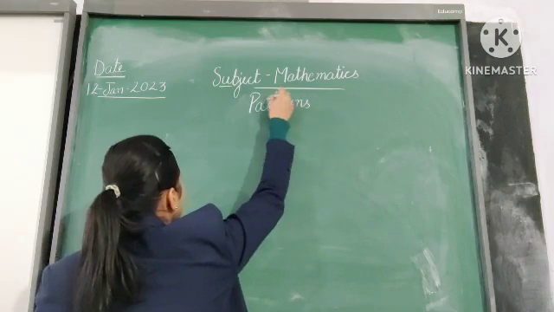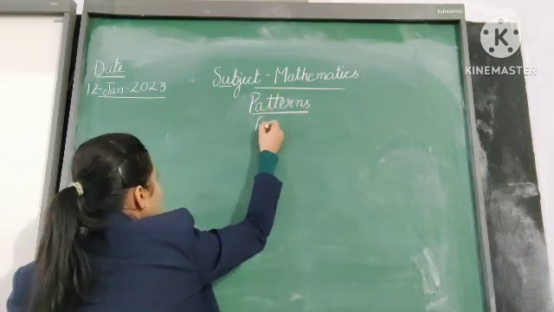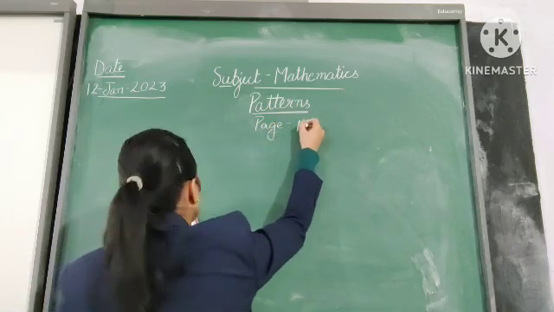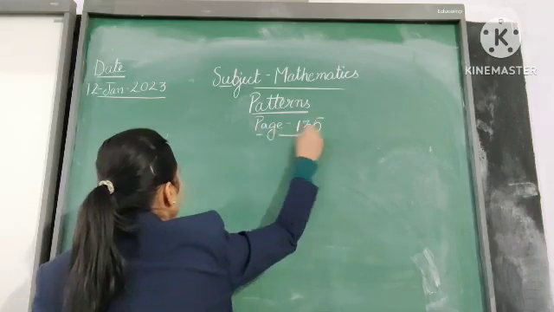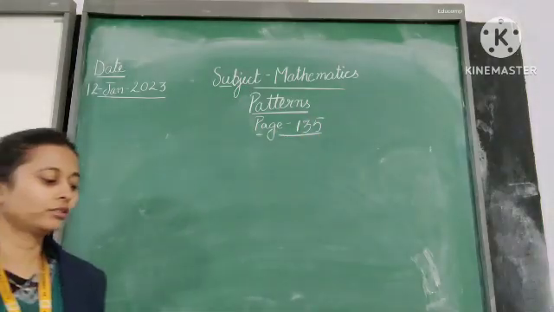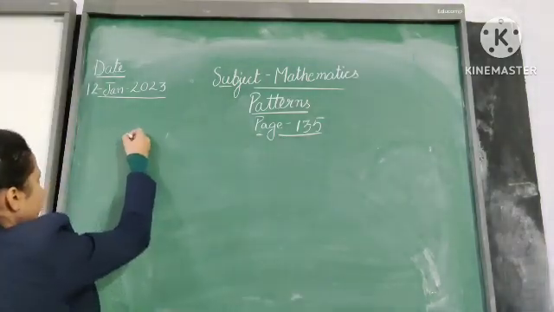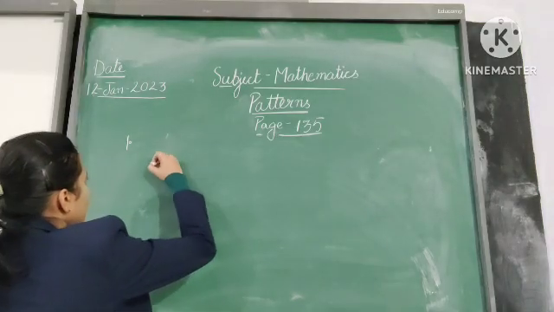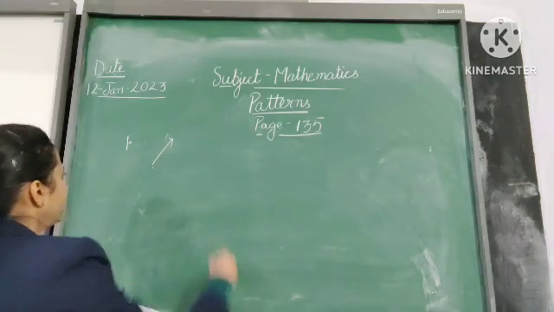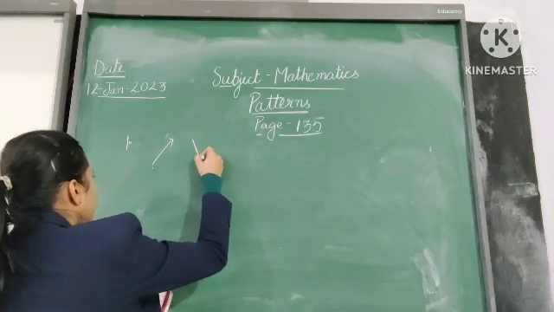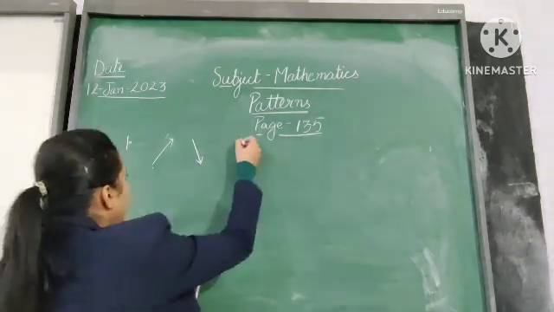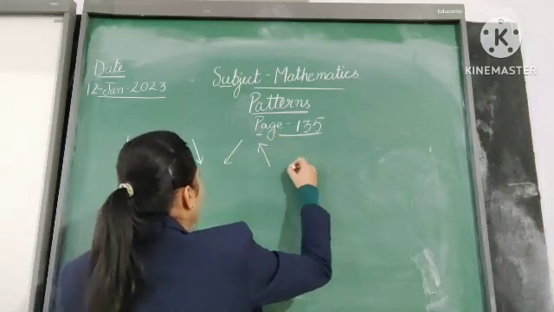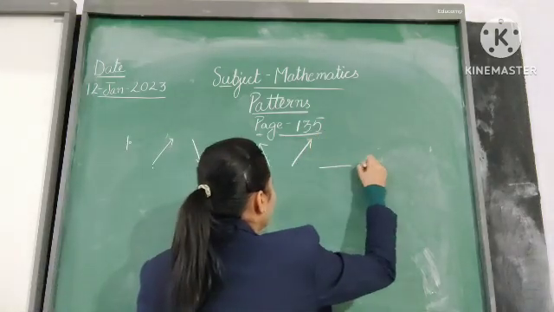We are learning about patterns today, given on page number 135. Here, in the first question, we have this pattern. This first arrow has been made like this. The second arrow is facing this side. Then there is a third arrow, fourth arrow, and then a fifth arrow. And we are supposed to fill these three blanks.